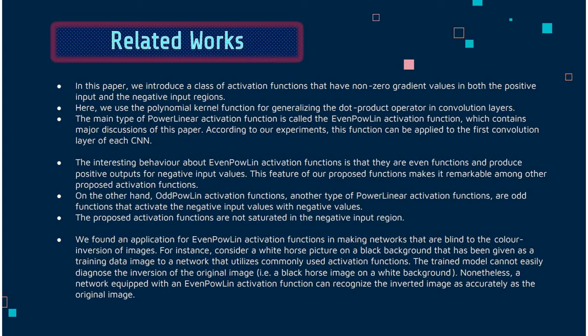The even PowerLinear activation function, which is a branch of PowerLinear activation functions, provides practical usage. For example, consider a white horse picture on a black background, and suppose a model had been trained with commonly used activation functions. The trained model cannot easily diagnose the inversion of the original image. However, a network equipped with the even PowerLinear activation function can recognize the inverted image as accurately as the original image.